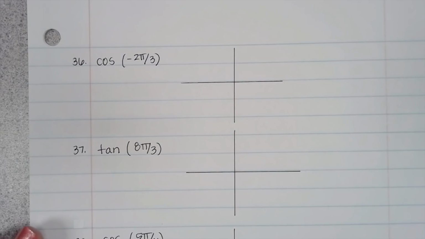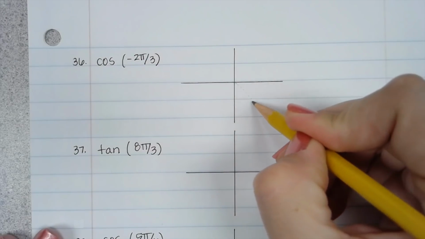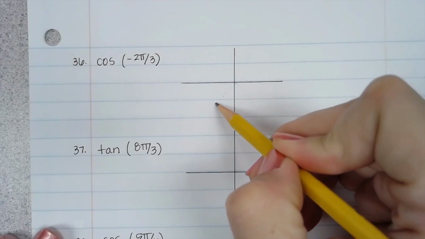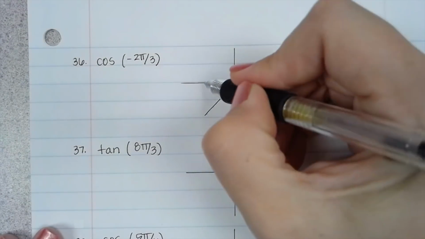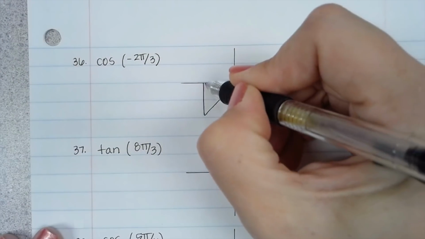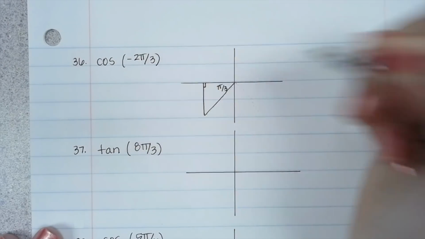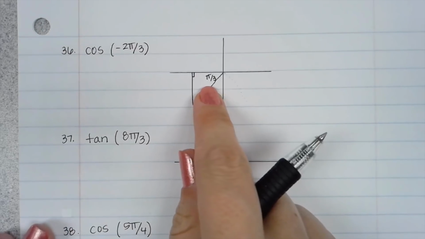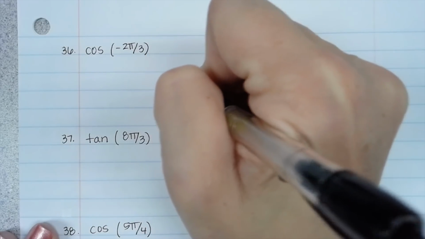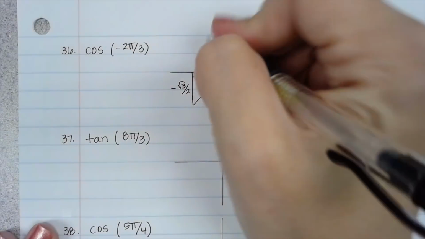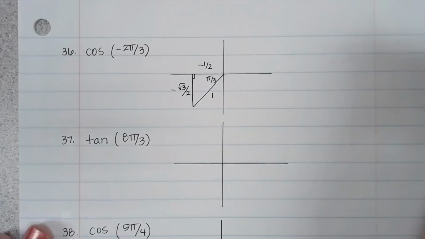In question 36, we're doing the cosine of negative 2 pi over 3 radians. So here would be 1 pi over 3, here would be 2 pi over 3. And remember, I'm going in the negative direction, which is why I'm going the opposite way. So if this is negative 2 pi over 3, my reference angle for this one would be pi over 3. Remember, pi over 3 is the same as 60 degrees. So opposite the 60, this would be negative the square root of 3 over 2 because it's going down. This would be negative 1/2. And then my hypotenuse is always positive 1.